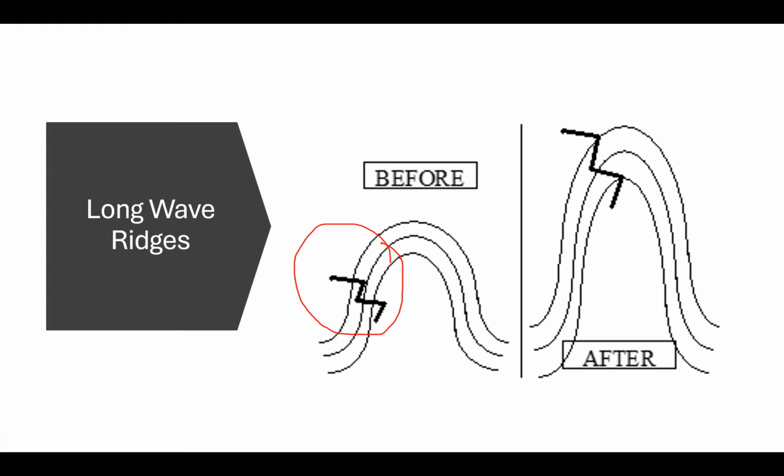Here's an example of the shortwave ridge. That zigzag line here represents your shortwave ridge, moving up and into the long wave ridge here. That is going to result in a building ridge. Look how much taller this ridge is on the right compared to this ridge on the left. The before, that ridge is not nearly as tall as compared to the after. When we have that shortwave ridge come into the long wave ridge axis, it's going to result in these higher heights building.